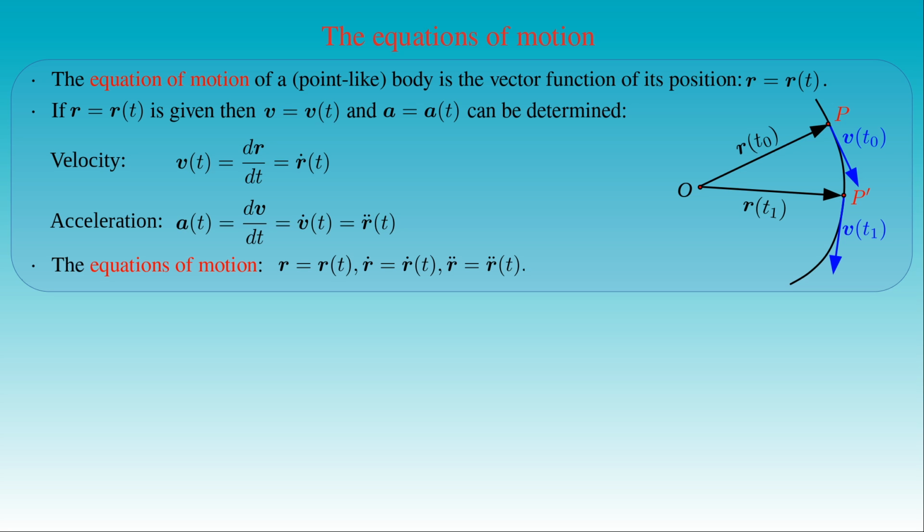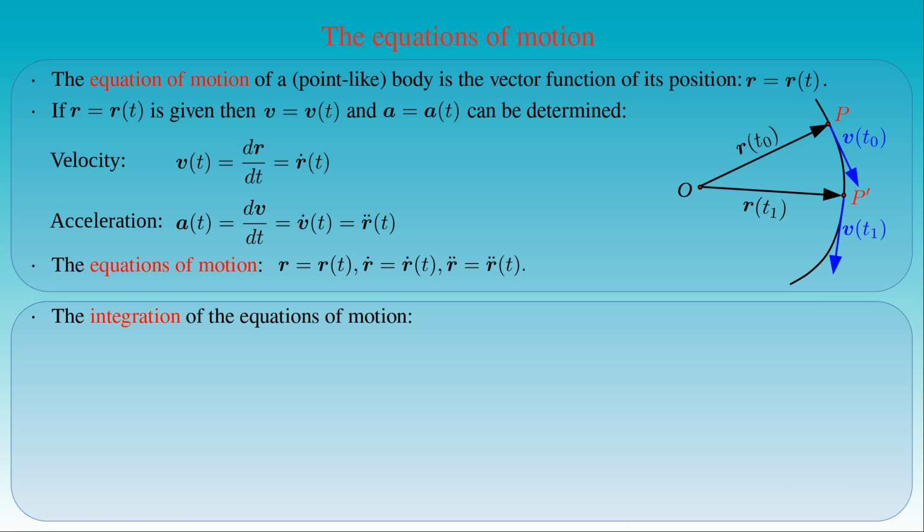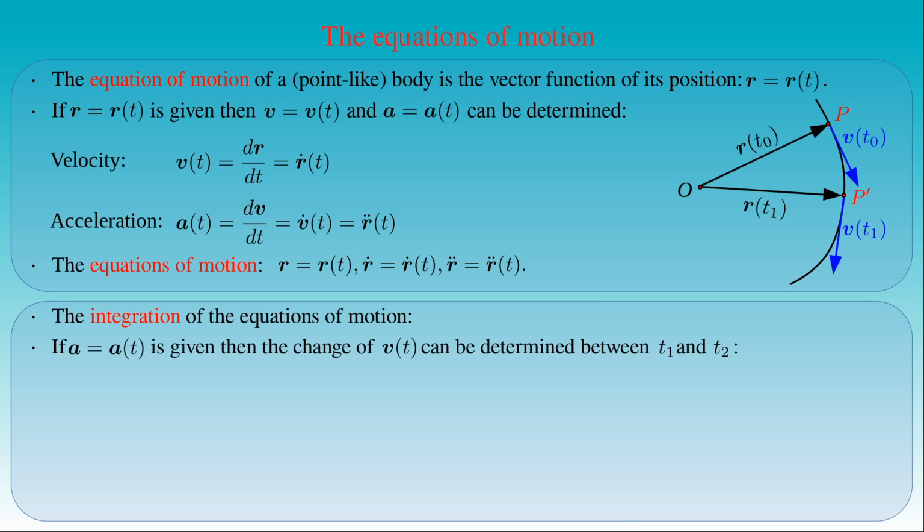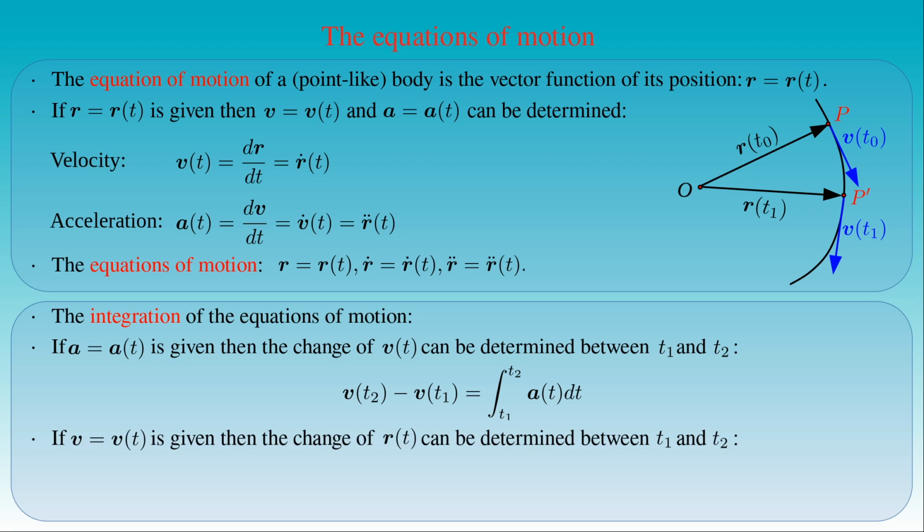Since the equations of motion are differential equations, we can also talk about the integration of the equations of motion. If the acceleration is given as a function of time, then the change in velocity can be determined between some instances of time, let's say between t1 and t2. This change, that is v(t2) minus v(t1), is given by the integral of the acceleration over the time interval between t1 and t2. If the velocity is given as a function of time, then the change in the position vector can also be determined between t1 and t2. This change, that is our r(t2) minus our r(t1), is given by the integral of the velocity over the time interval between t1 and t2.